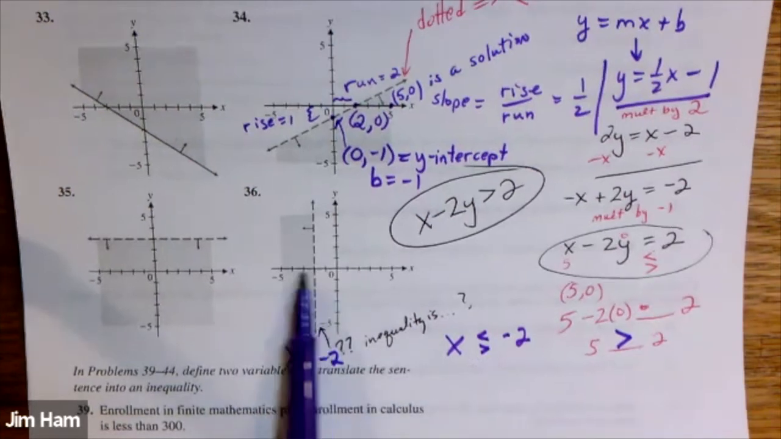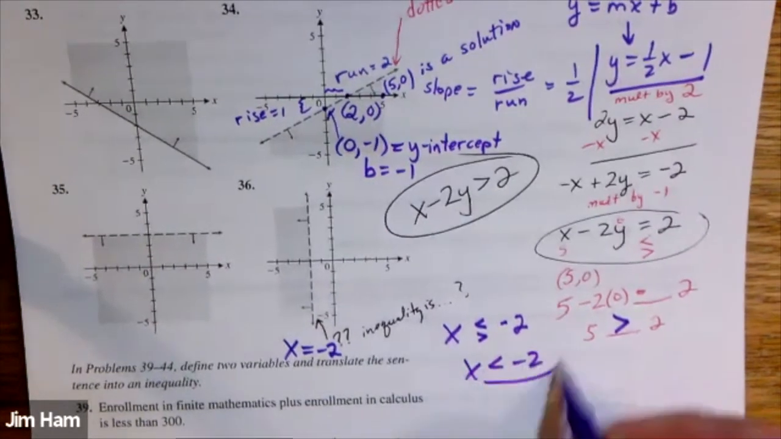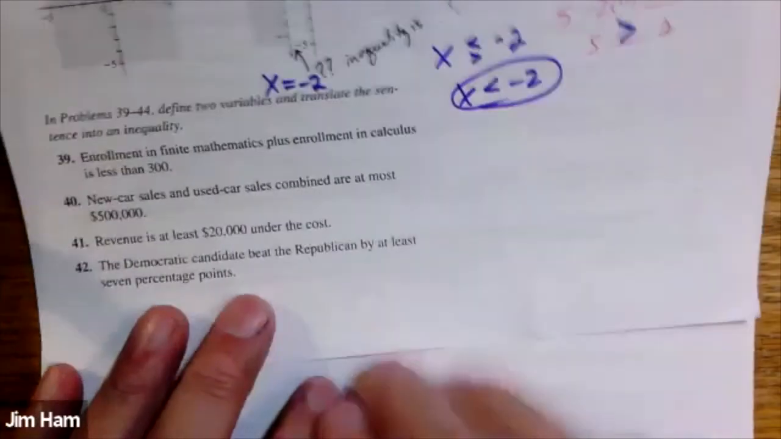And all these numbers over here are less than -2. So x is less than -2. There's the inequality. Some more word problems.